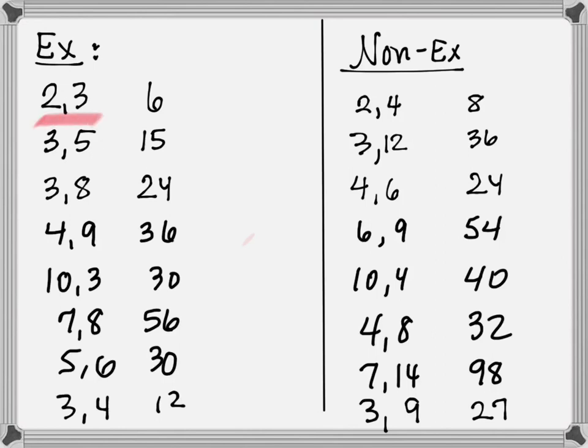So like compare 2 and 3 to 2 and 4? Yes. What do 2 and 3 have that 2 and 4 don't? Or 3 and 5 that 3 and 12 don't? Or 3 and 8 that 4 and 6 don't? Or 4 and 9 that 6 and 9 don't? We probably already said this, but every single one on the non-example has it. No, never mind. They don't have to only have evens. Yeah, 3 and 9 is not even. And it still fails. When we add the numbers together... No, don't add the numbers together.